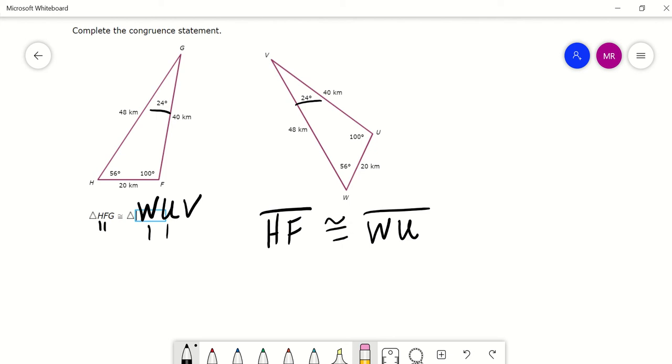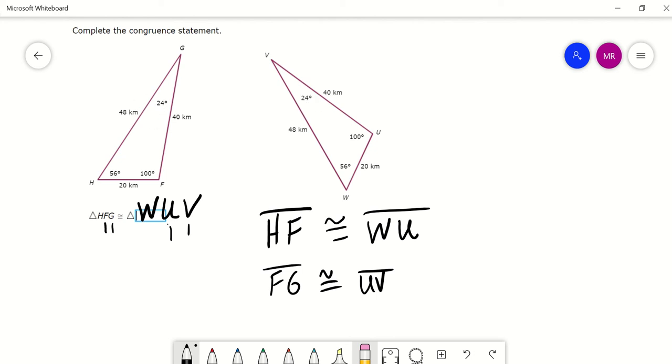Now let's look at the triangles and double check. HF, 20 kilometers. WU, 20 kilometers. Let's do this for the other sides as well. Just using the congruency statements. FG, second and third. UV, second and third. FG, second and third, congruent to UV, second and third. Well, what is FG? FG is 40 kilometers. What is UV? UV is 40 kilometers. That is not a coincidence that they are congruent to each other.